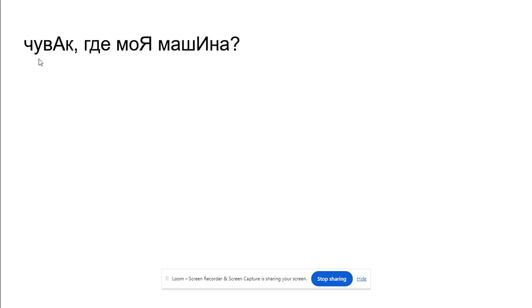Чувак, где моя машина? Чувак, где моя машина? I decided I'll be capitalizing the letters to make it easier for you to remember where the emphasis is. Unfortunately, it's toward the very end of the course that I have adjusted to doing this.